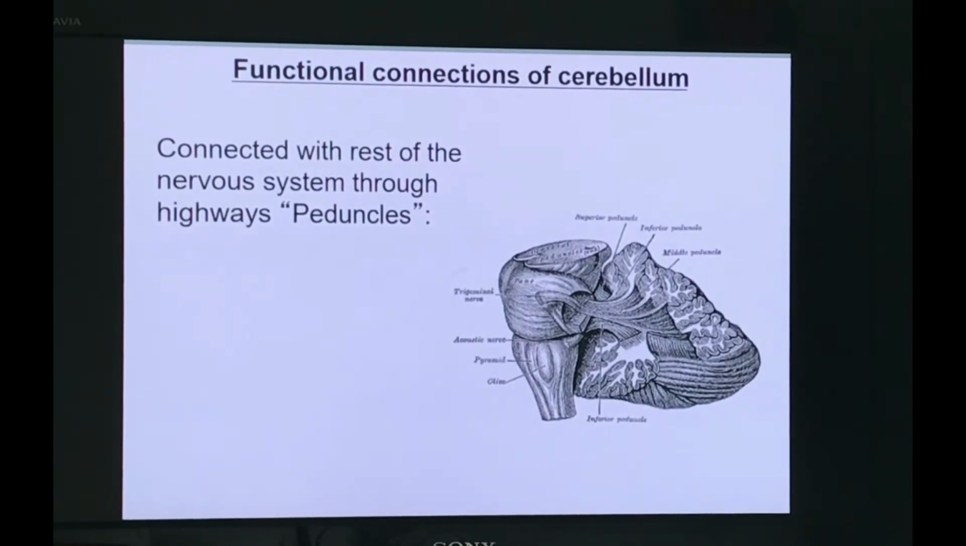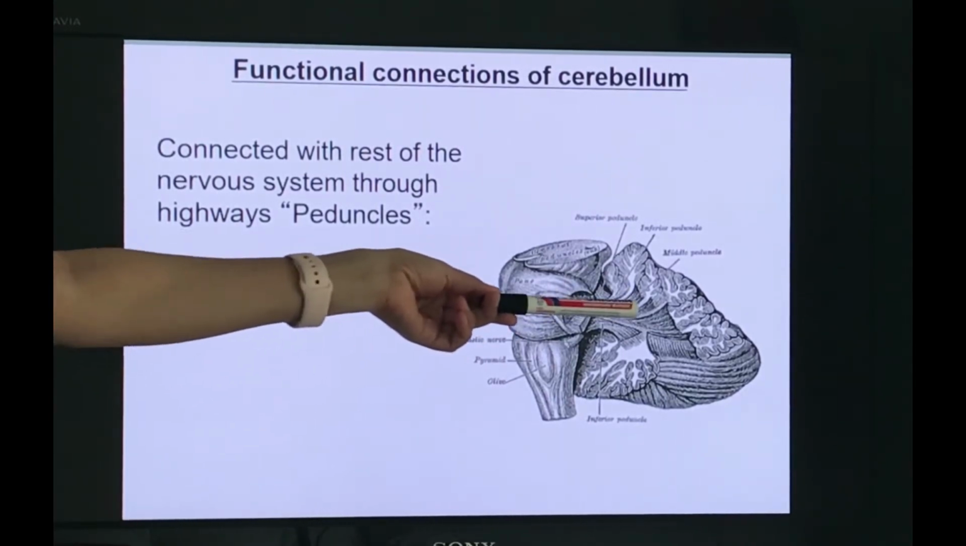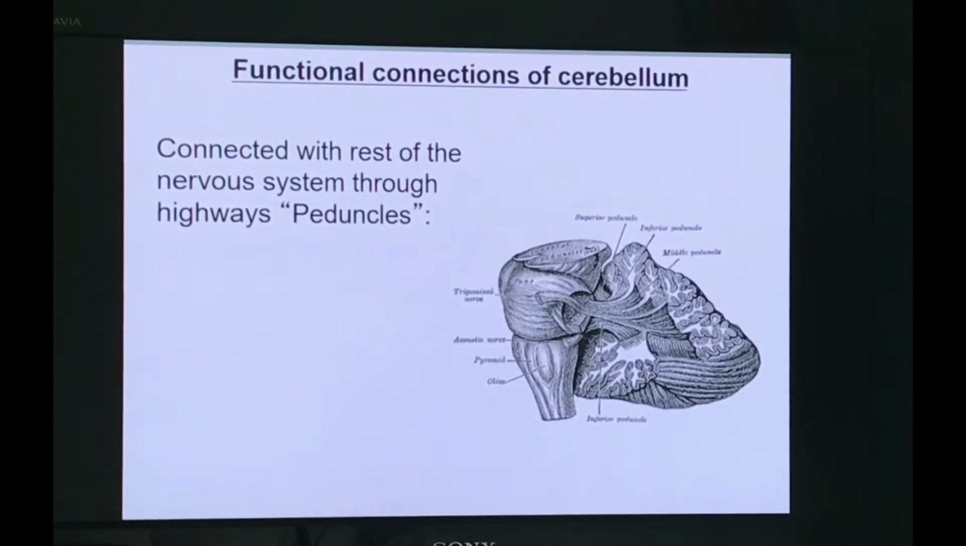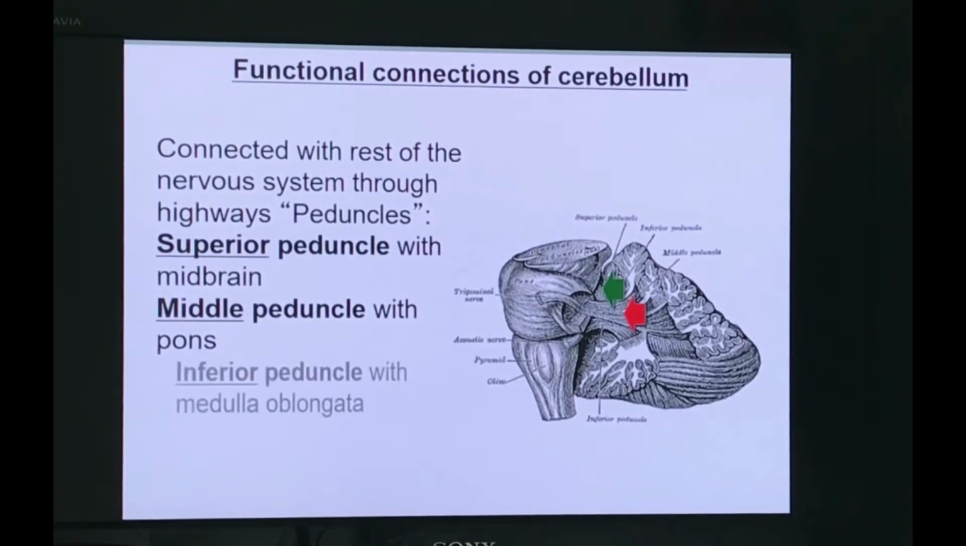The cerebellum is connected with the rest of the nervous system through a highway called the peduncles. There are three main peduncles: superior, middle and inferior. The superior peduncle is mainly connected with the midbrain, the middle peduncle with the pons, and the inferior peduncle with the medulla oblongata. Among the three, the middle is the largest one.